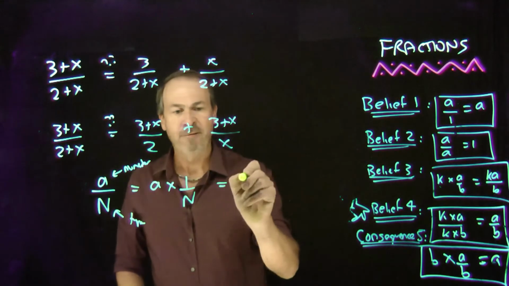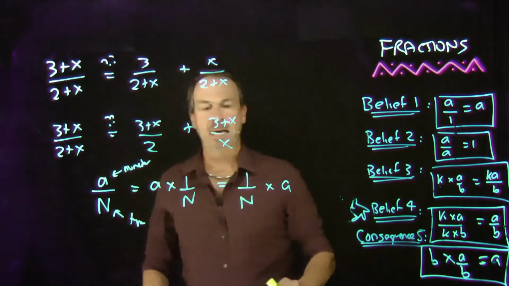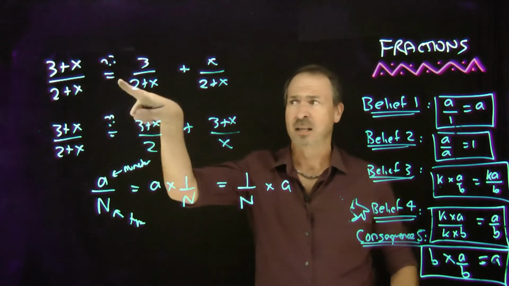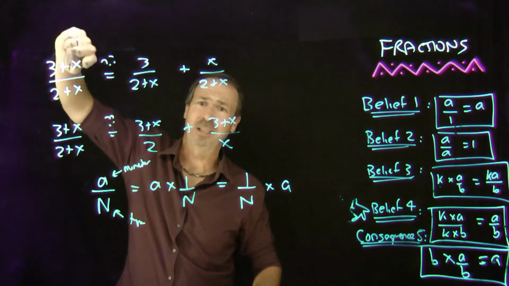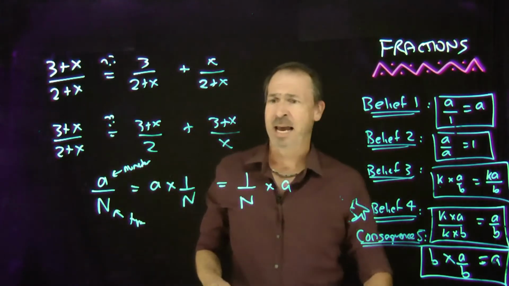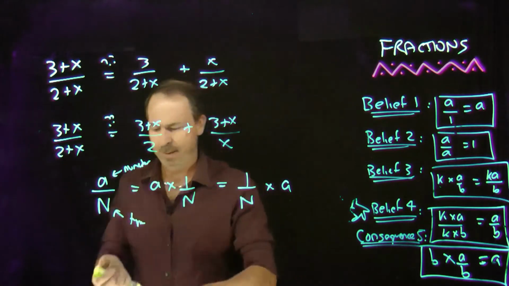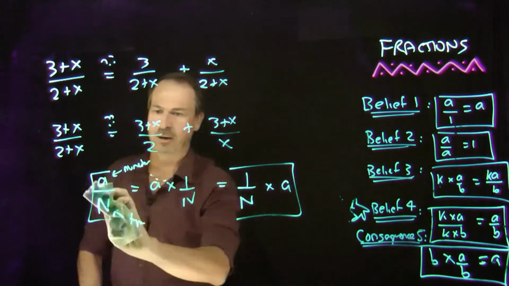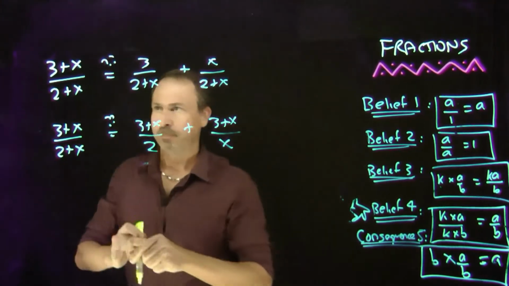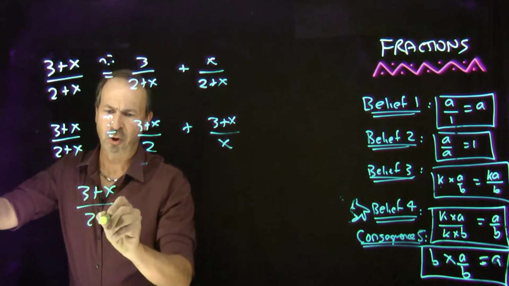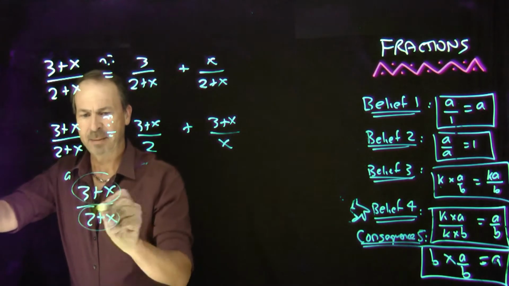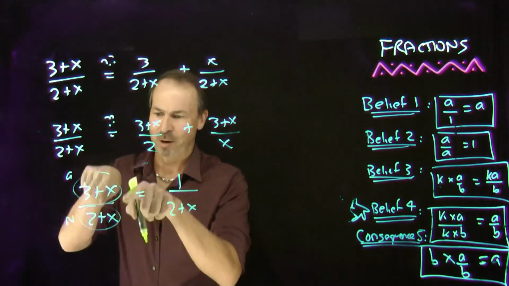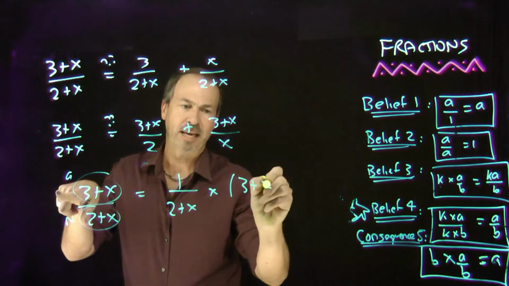Great. I will invoke the idea that multiplication is commutative. I can think of this as 1/nth times a if I prefer. I'm going to do that because it's easier for these guys, which have a very complicated a, all this, 3 plus x, and a very complicated n, 2 plus x. Keep this in your mind. This is what I'm about to use on this visually complicated version. Here goes. I'm going to play with 3 plus x over 2 plus x. That's my a, that's my n. So what we just did says that's the same as 1/nth, 1 over 2 plus x, times my a, 3 plus x.